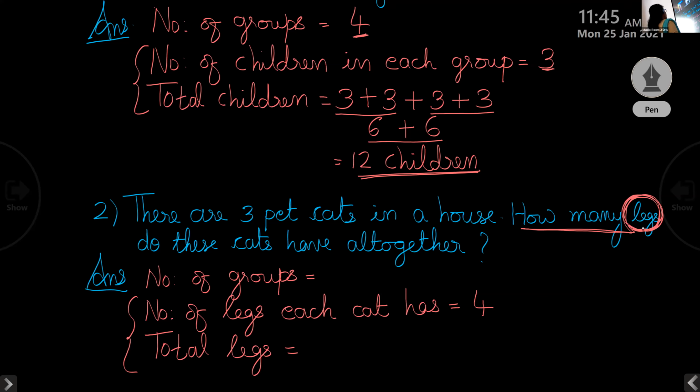Bhagat? Yes, ma'am. Number of groups is equal to 3 groups. Very good. Number of groups is equal to 3. Always the group will be given in the question. So the number which is given in the question is number of groups. Second one, since it is told to find out the legs, second statement has to be written like this. Number of legs each cat has.